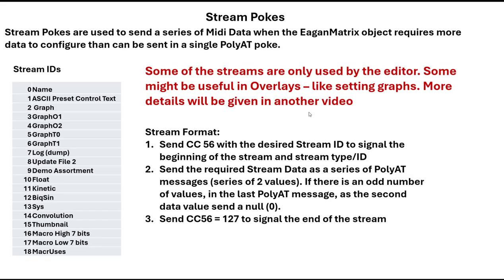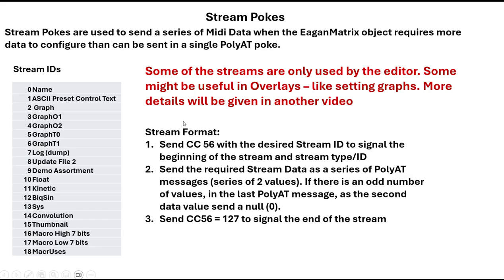Now, some EaganMatrix operations require to be set with more than just 2 values that you can send with a single poly aftertouch message. So in this case, we're going to have to send a stream, a sequence of poly aftertouch messages to set things. Also, by the way, when I request data from the EaganMatrix module, I will typically get a series of poly aftertouch stream data back that I need to parse and process in some way. Separate video will be on that.